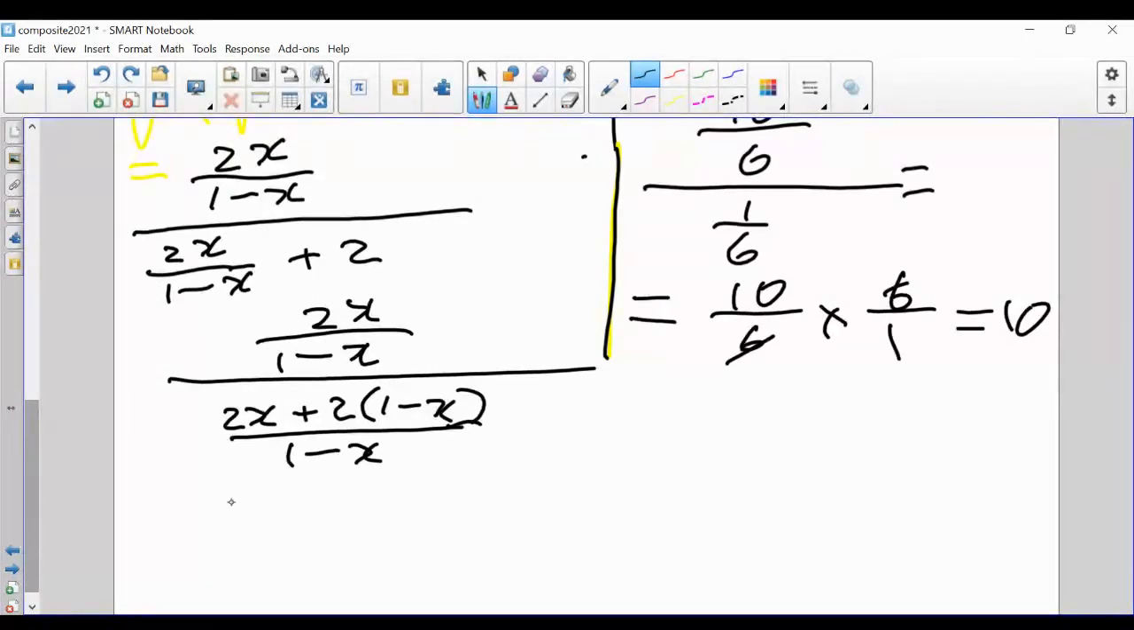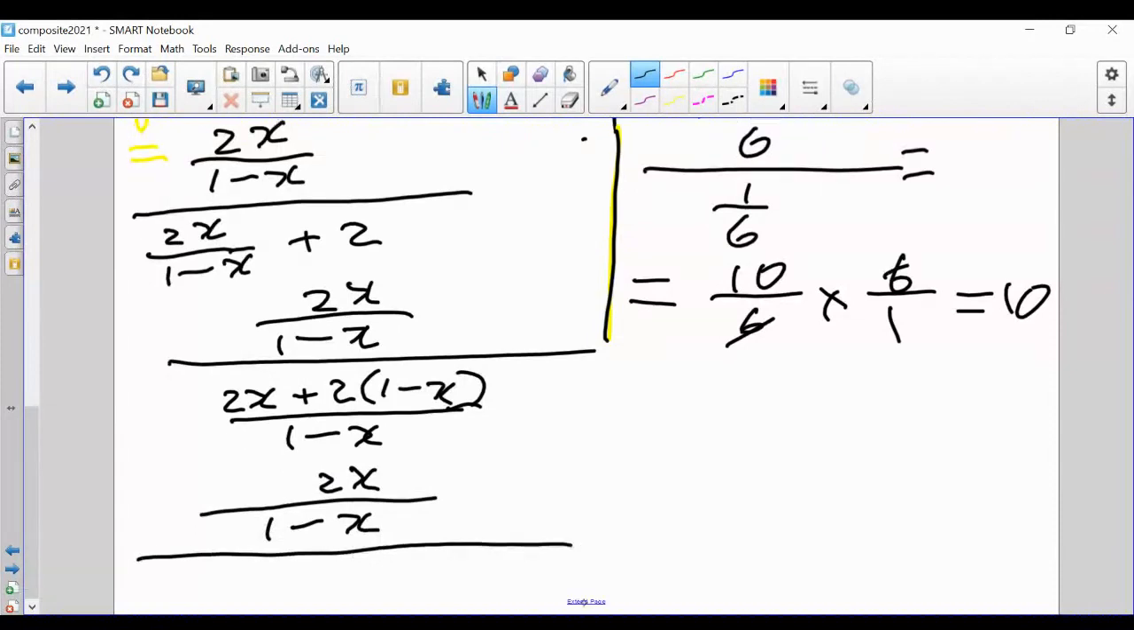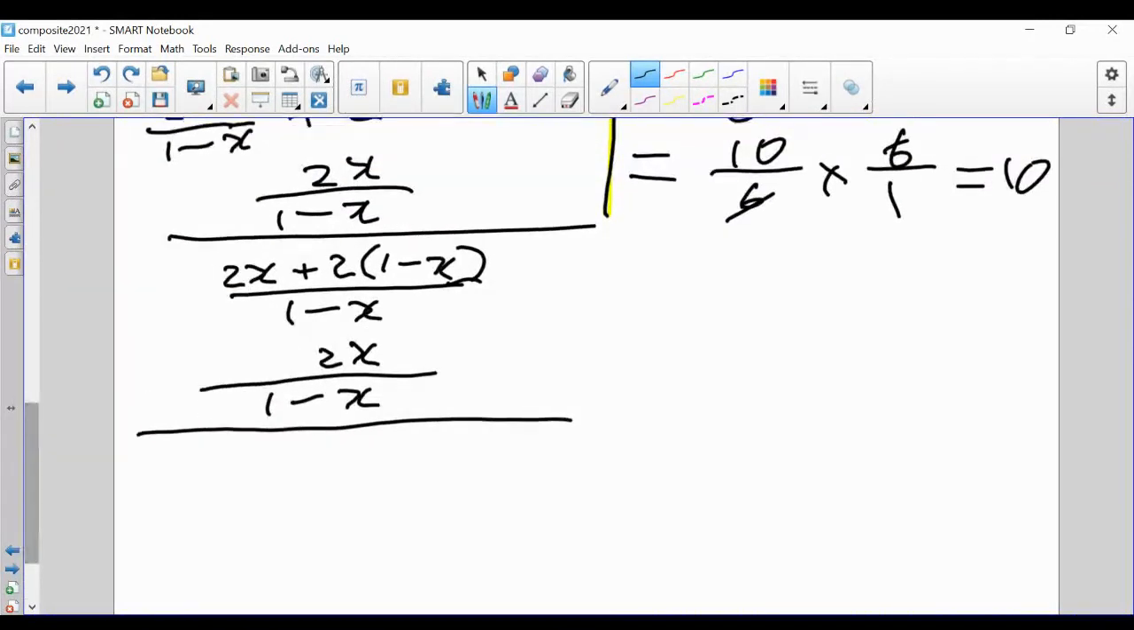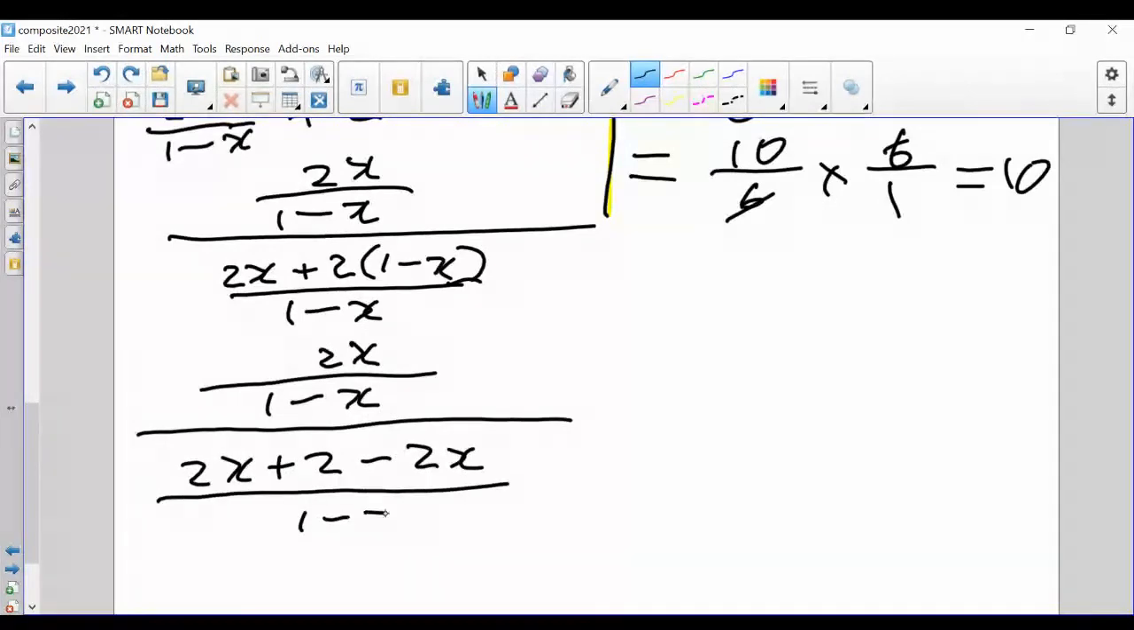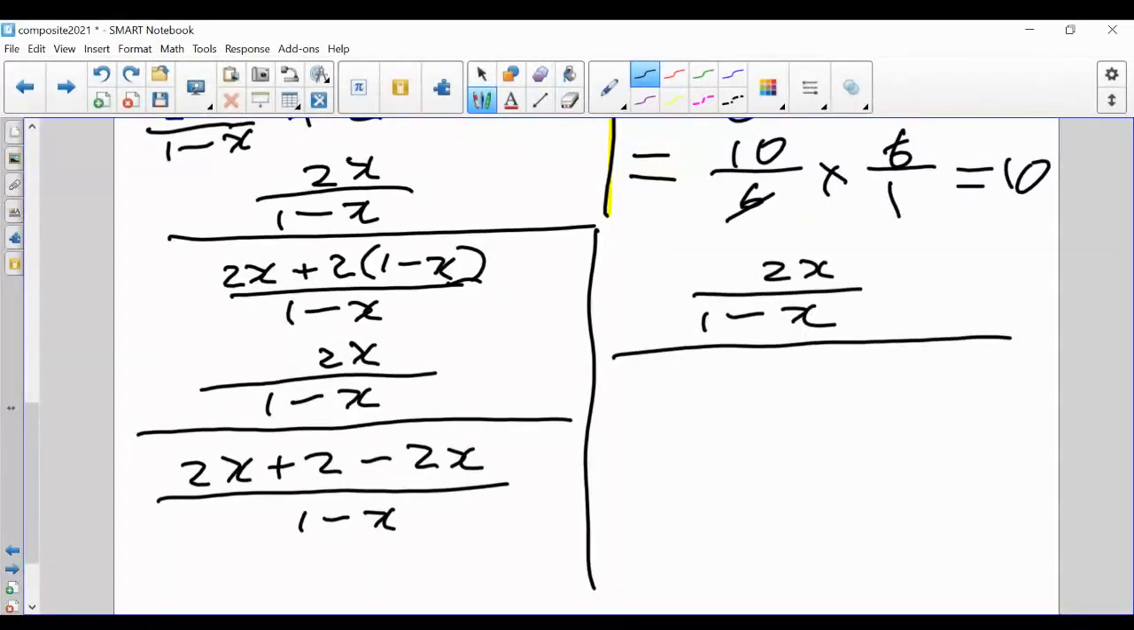So let's keep going here. On top, we still have the 2x over 1 minus x, over, on the bottom of this, we're going to have 2x plus 2 minus 2x, over 1 minus x. Let me bring this over to the other side now. So on top, I have 2x over 1 minus x, over what looks like it's just going to be 2 over 1 minus x, because the 2x is going to cancel out.